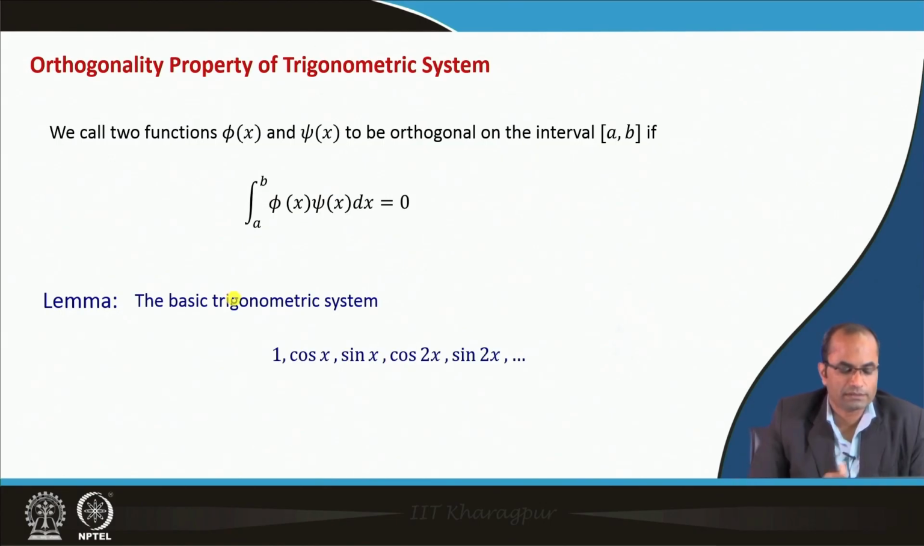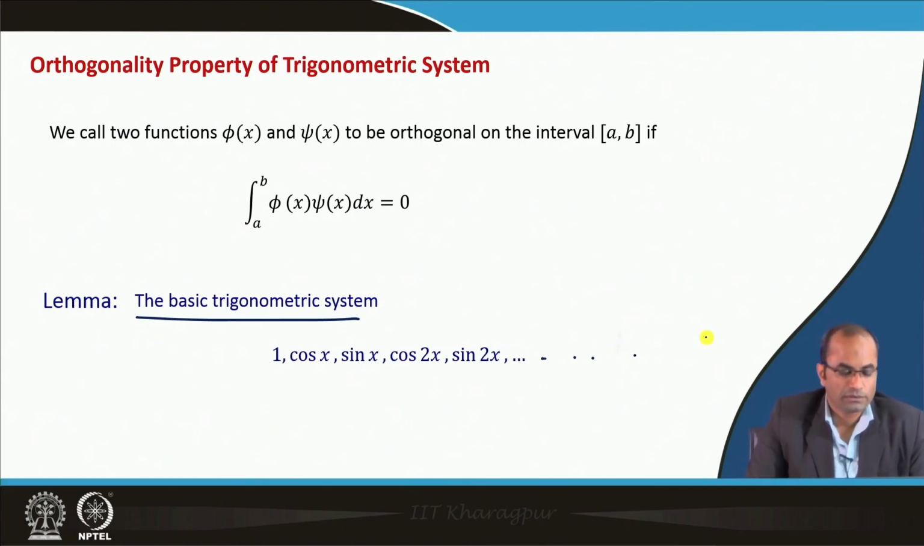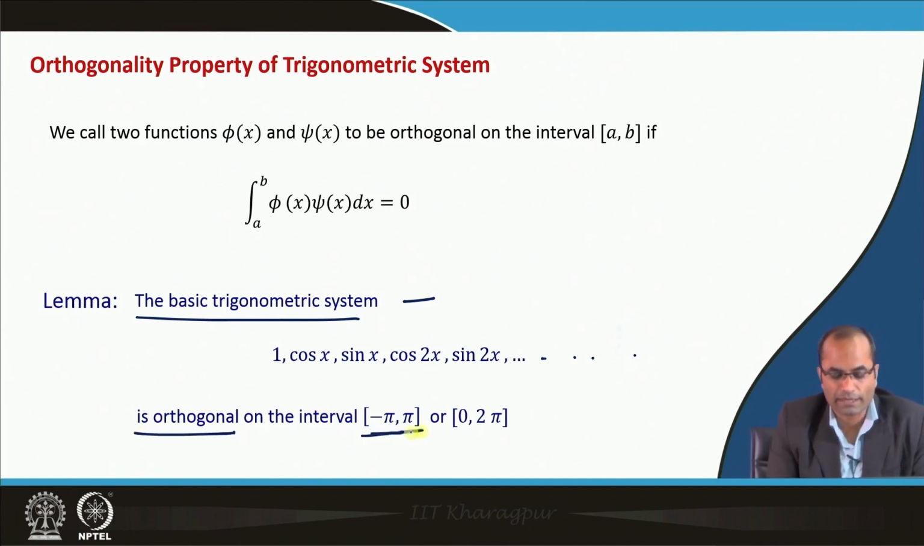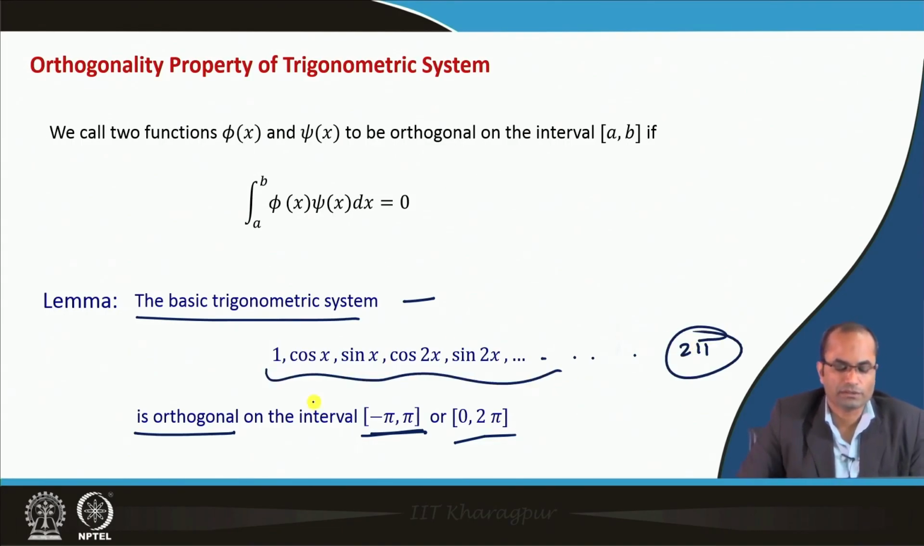Now we have the result for our trigonometric system. We call it the basic trigonometric system when we have the simple functions 1, cos x, sin x, cos 2x, sin 2x, etc., and this can continue to whatever number we want. This basic trigonometric system is what is interesting here, and we will prove that it is orthogonal on the interval −π to π, or we can take any other interval, for instance 0 to 2π or a to a+2π, as long as we cover the length 2π, because 2π is the common period for this system.